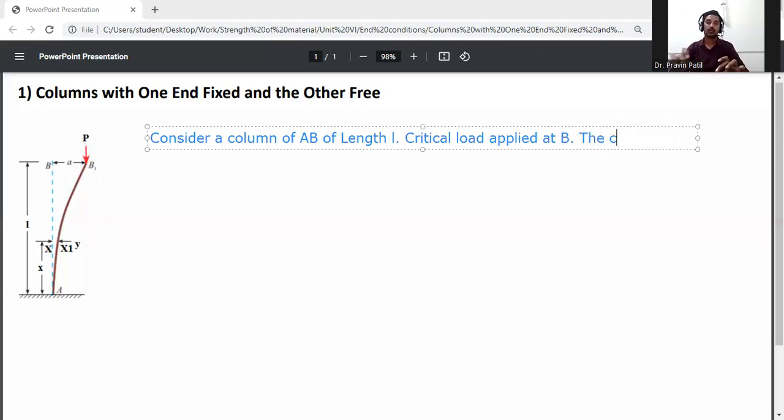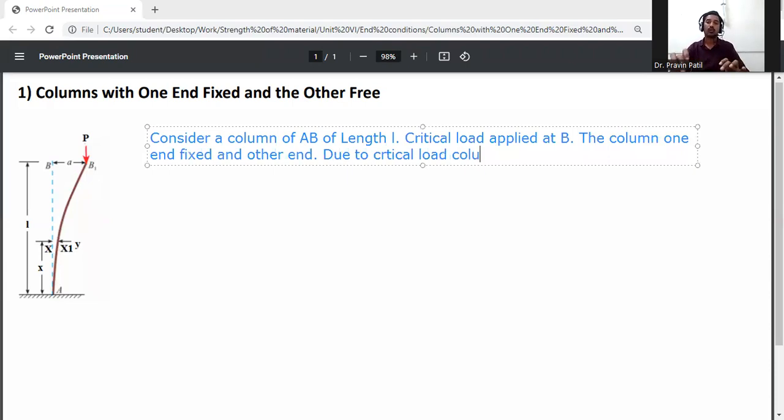The column has one end fixed and the other end free. So due to the critical load, the column will buckle, as shown in the figure.